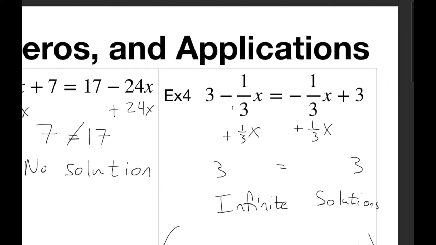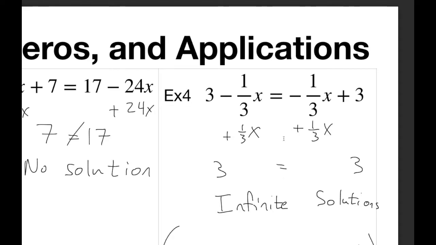Next, look at this. These are the two halves of the same expression, just rearranged. You see a 3, a negative 1/3 x, a negative 1/3 x. But when you go to solve this, you could add 1/3 x to both sides. You get 3 equals 3. Some people might even want to subtract 3 from both sides to get 0 equals 0.